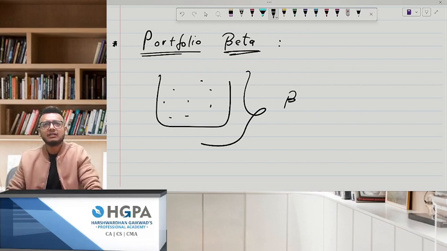Same as a portfolio return. What was the definition of portfolio return? It is a weighted average of individual securities, where weights are proportional amount of investment. Same as with this. Portfolio beta is a weighted average of individual betas where weights are proportional amount of investment.